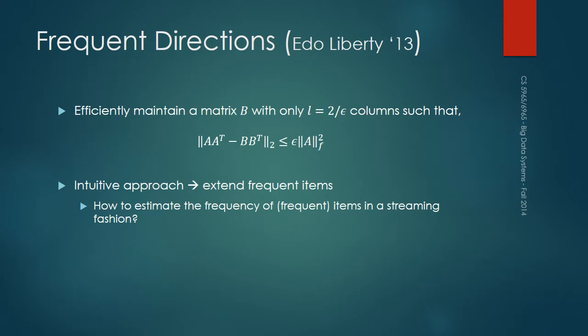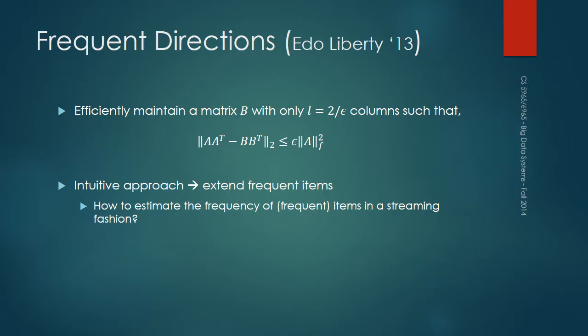So the algorithm that we are going to consider here is called frequent directions. It's by Edo Liberty, and it's a very recent paper. It's a well-written paper, so I'll put it online, and you should read it. Answering your specific question, we want to generate a matrix B here. It's a flexible algorithm, so you can define what level of storage you want and how good the approximation is going to be.